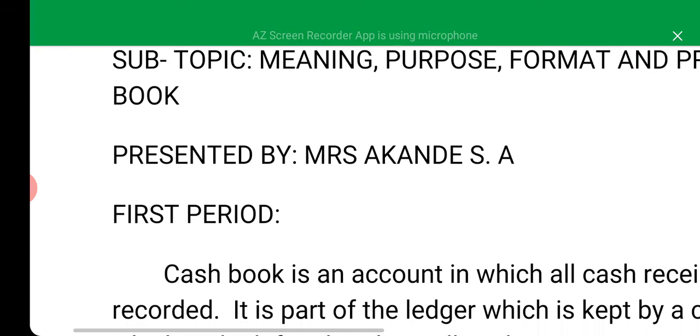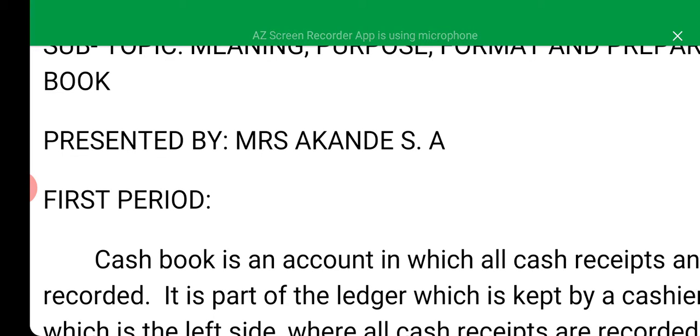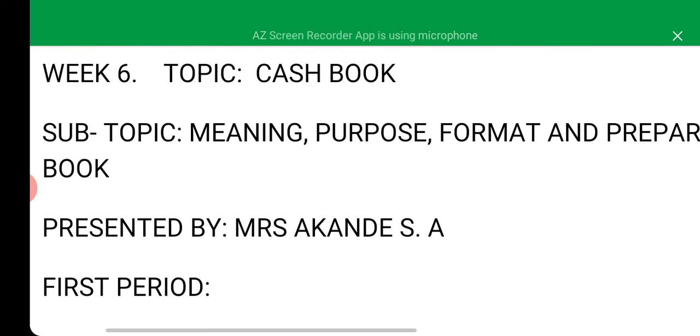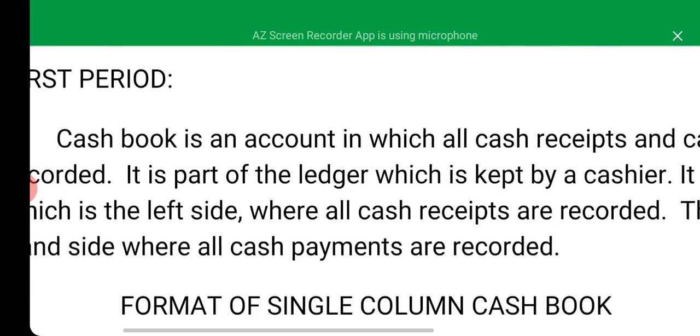Alhamdulillah, last lesson we treated the petty cash book, where we learned how to create the analysis column for the petty items bought in the business organization and how to reimburse the account. Here now is the cash book, the main cash book.